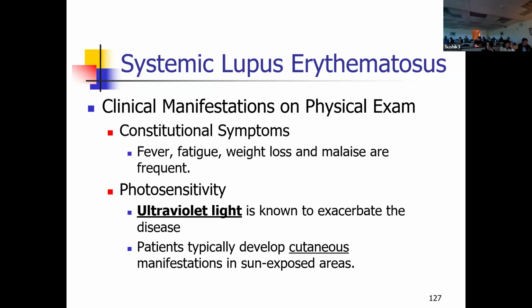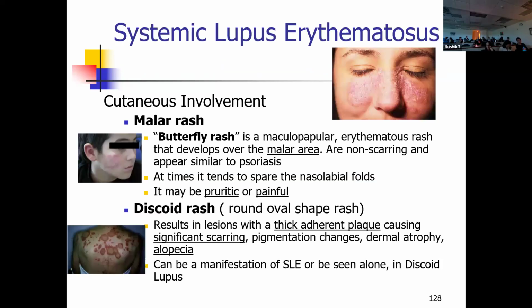As this case vignette progresses, it also tells you the patient is having some rashes that are exposed, patient having some photosensitivity. The patient goes on to indicate that every time he or she goes out to the sun and gets exposed to UV light, they develop this very unique rash. On the physical examination, the rash is defined as a butterfly rash. It's over the malar area. It's non-scarring. Kind of looks like psoriasis.